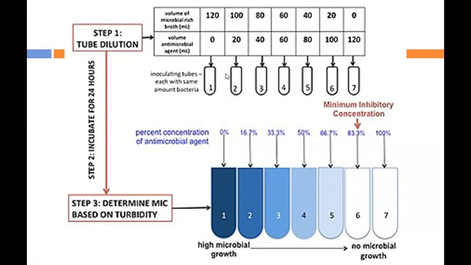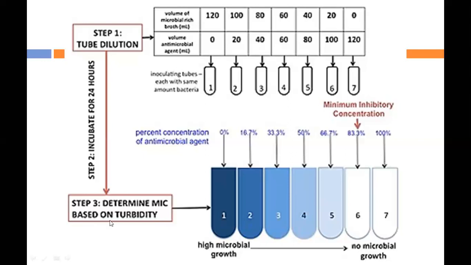So in test tube numbers 1 to 7, you are going to add increasing concentrations of antimicrobial agent, and in all those test tubes, equal amount of microorganisms will be added, or in other terms, all these test tubes will be inoculated with equal amount of microorganisms. And the next step will be simply incubation. Let them grow in presence of disinfectant or in presence of antimicrobial agent.